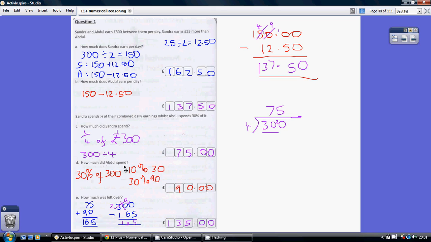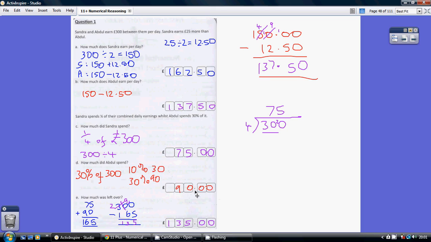Now how much does Abdul spend? He spends 30% of it, so we need 30% of the 300. Well, as always with percentages, start off by working out 10%. Well, 10% is a tenth of 300, which is 30. 30% is 3 times as much as 10%, so 3 lots of 30, which is £90.